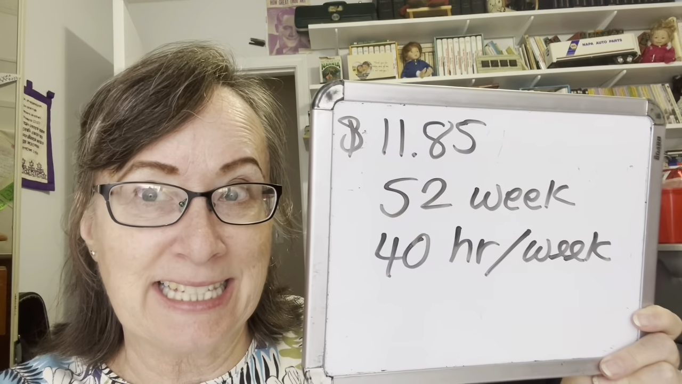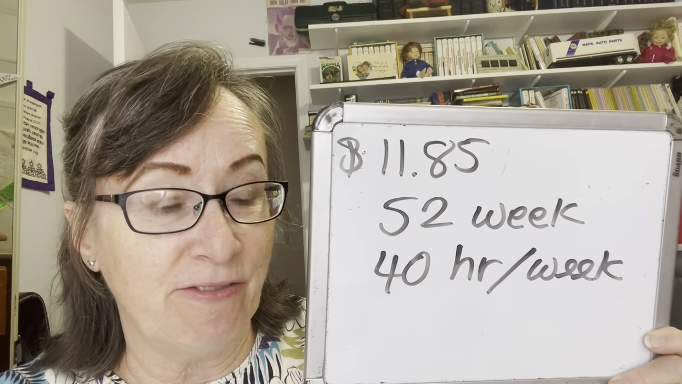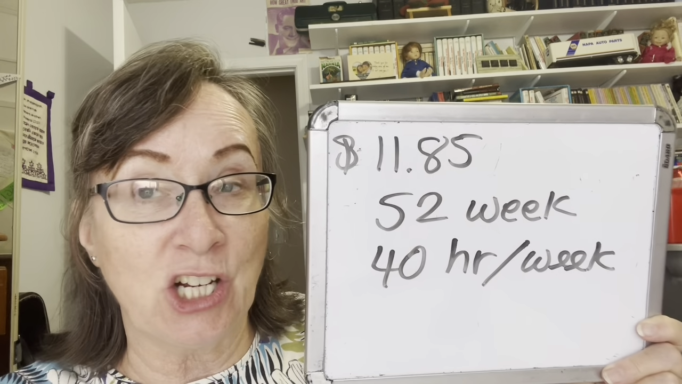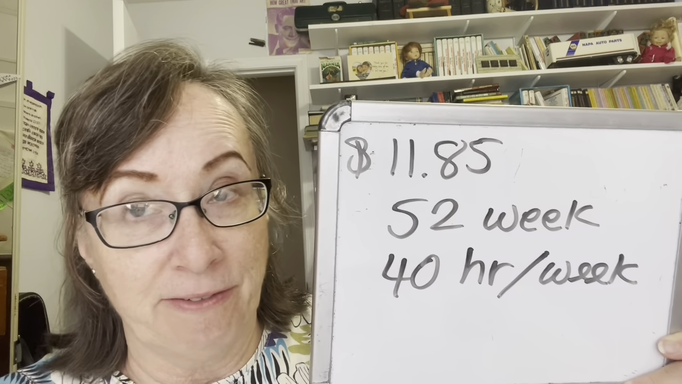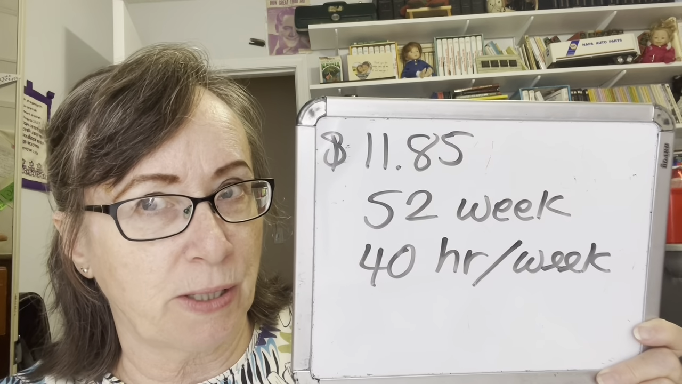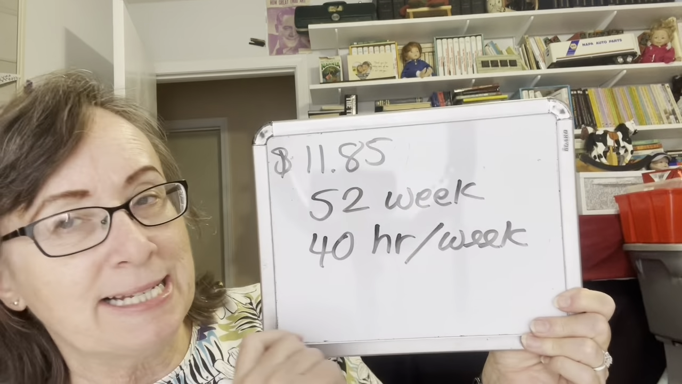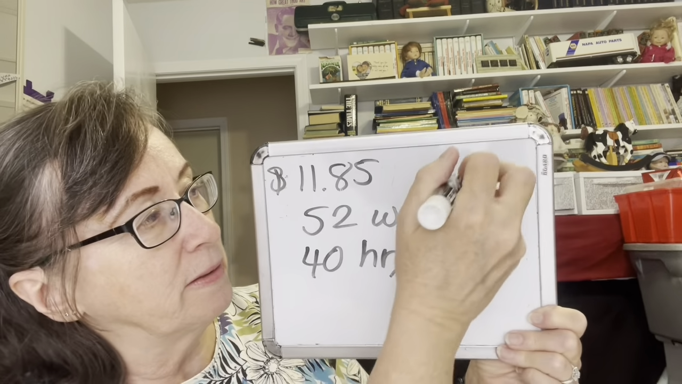Okay, so this is example 6. It says Richard is paid $11.85 per hour. About how much money does he earn in a year, which is 52 weeks, if he works 40 hours per week? Okay, now there's several ways that we could do that, but let's round this one up to 12.